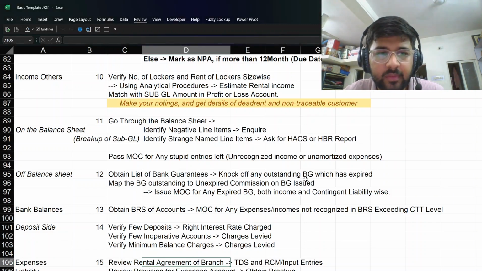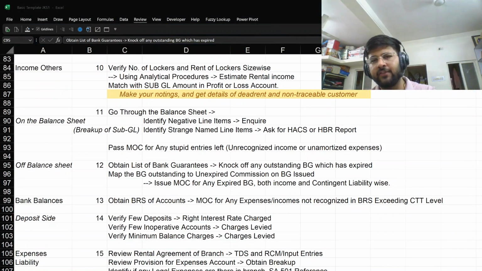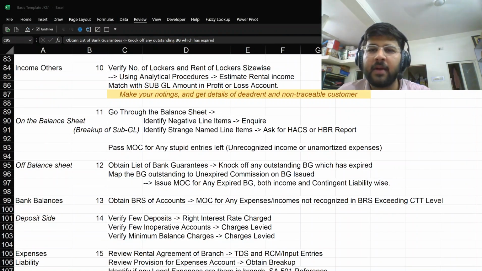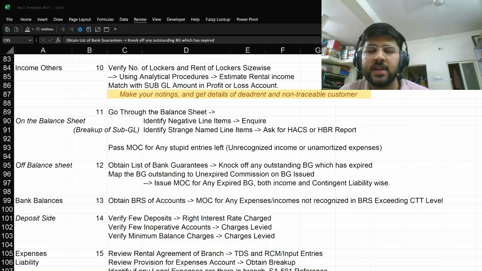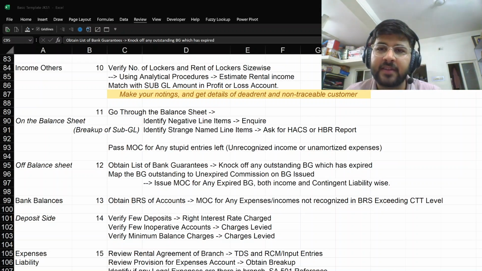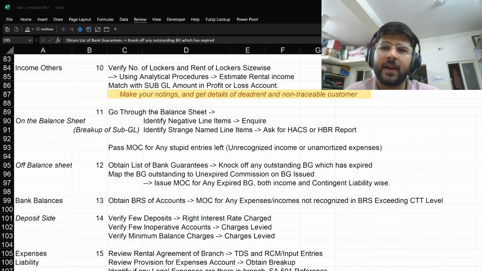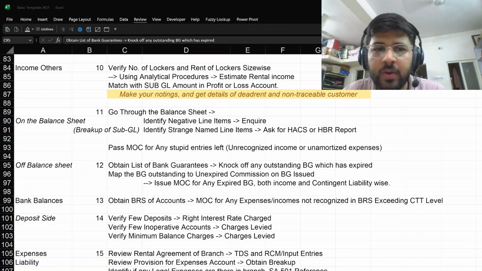Now, for off the balance sheet, you should obtain a list of bank guarantees and identify if any has expired. You should knock it off through MOC. Map the outstanding BG with the unexpired discounts. If there is any unexpired discount for which there is no bank guarantee, knock it off. Or if there is any BG which has expired, its unexpired discount and unexpired commission should also be knocked off through MOC, not an issue.